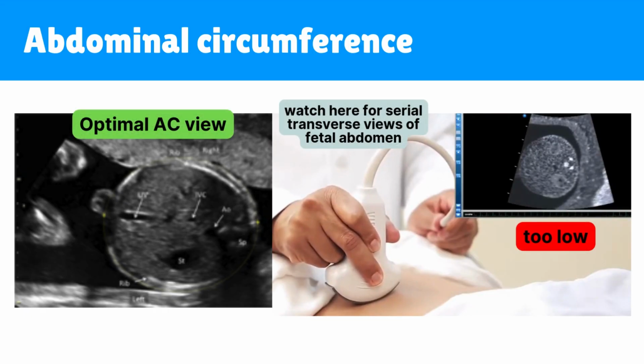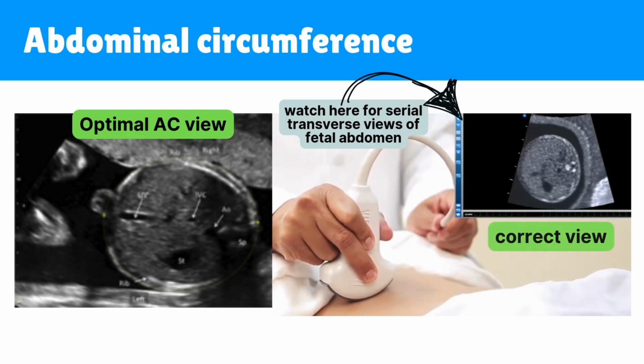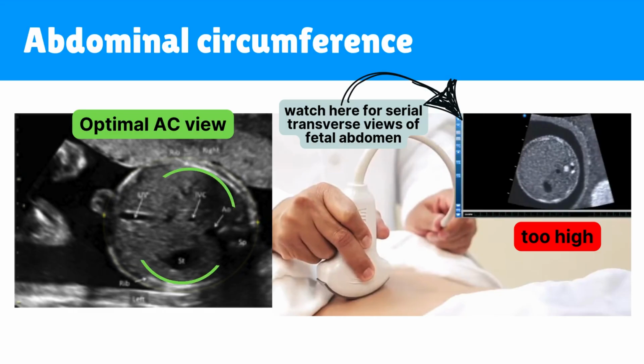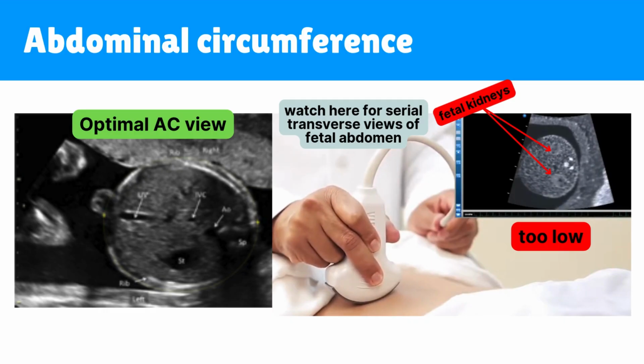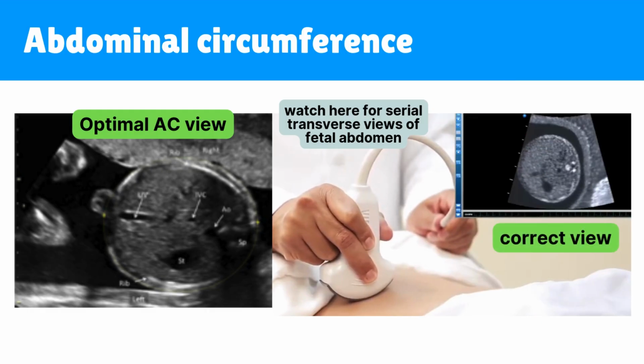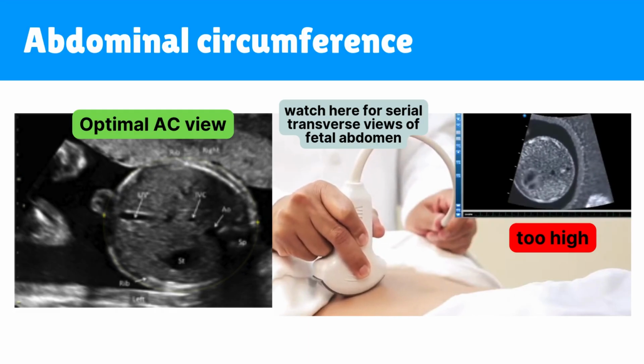Remember, this is a transverse view, which is also called an axial view of the abdomen. To ensure you're truly transverse, there should only be one rib visible on each side of the fetal abdomen. If you see fetal kidneys in the view, you're too low or too caudal on the fetal body. To correct this, adjust by sweeping towards the fetal head to obtain the necessary landmarks.